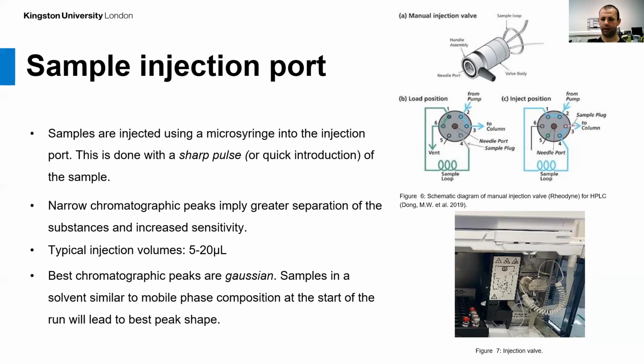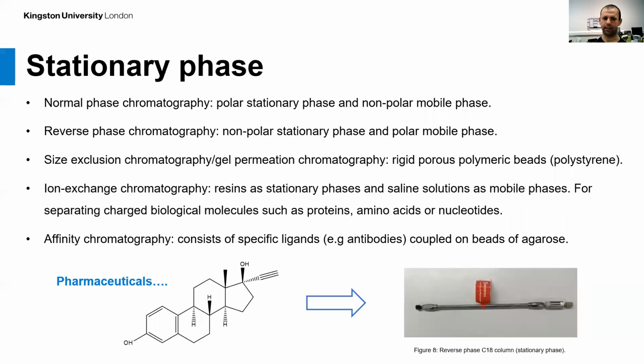Figure 7 represents a picture taken from the analytical lab at Kingston University. It is the injection valve of the Agilent HPLC instrument. Stationary phase: there are 5 different types of chromatography.